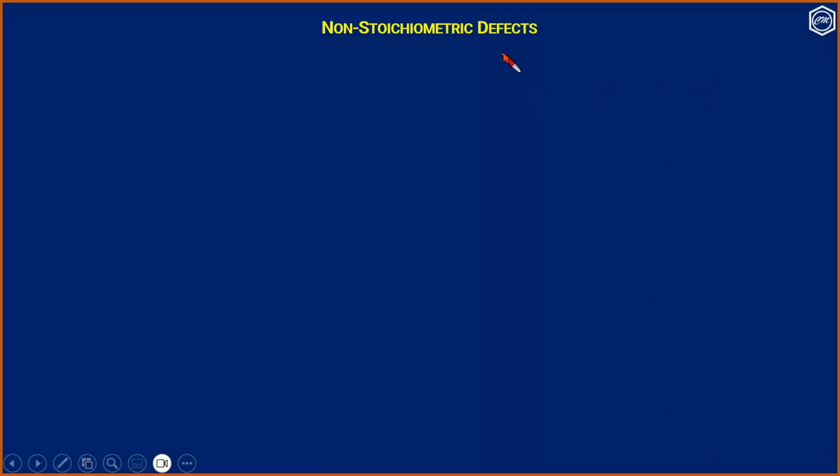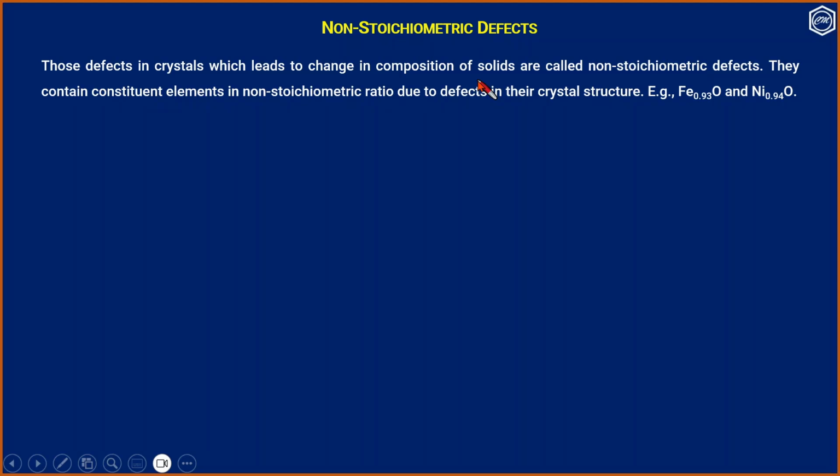The defects that we have discussed so far do not disturb the stoichiometry of the crystalline substance. Non-stoichiometric defects are of two types: one, metal excess defect, and two, metal deficiency defect. Those defects in a crystal which lead to a change in composition of solids are called non-stoichiometric defects. They contain constituent elements in non-stoichiometric ratio due to defects in their crystal structure. For example, Fe0.93O and Ni0.94O.